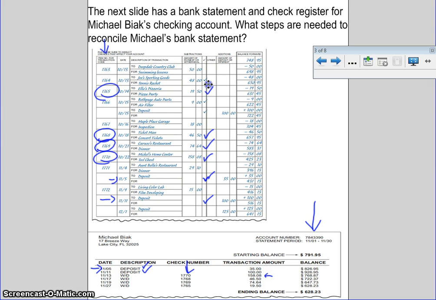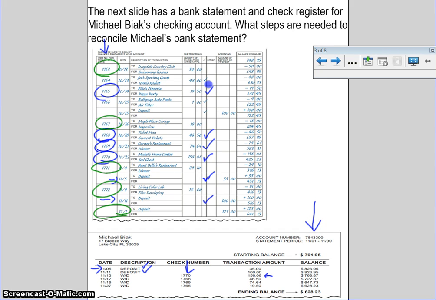Now we need to identify the items that have not cleared the account. Those are any of the areas along here that do not have a check mark. Going down, the first one has no check mark, so it still has not been cashed. Check number 1767 also has not cashed. Down here, 1771, for dinner, has not been cashed. And 1772 for film developing has not cashed. Finally, there's a deposit for $125 down here.